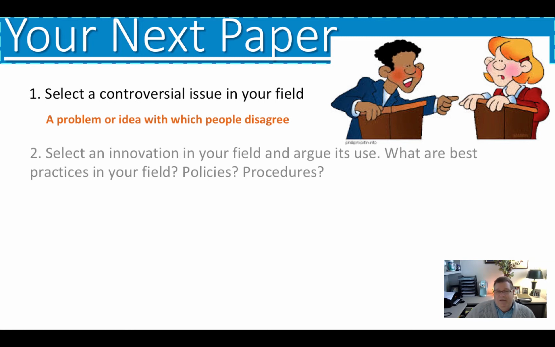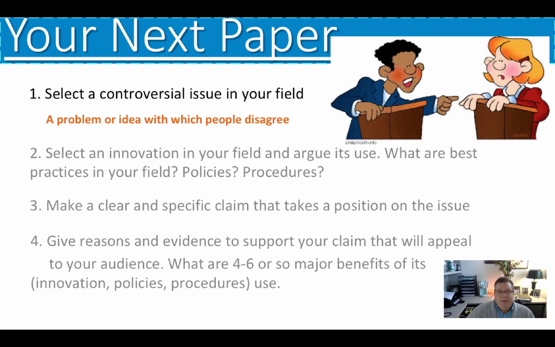You could select an innovation in your field, a piece of equipment, and then argue whether or not that is best practice. But that's a little bit more difficult than actually taking a controversial issue, so I really suggest everybody sticking to number one. Again, you're going to make clear the specific claim, and I'm going to talk about claims in a minute. And you need to give evidence to support. And you're going to have 4 to 6 major benefits, 4 to 6 points for the support. And each of those is going to be one of the sections of your paper.